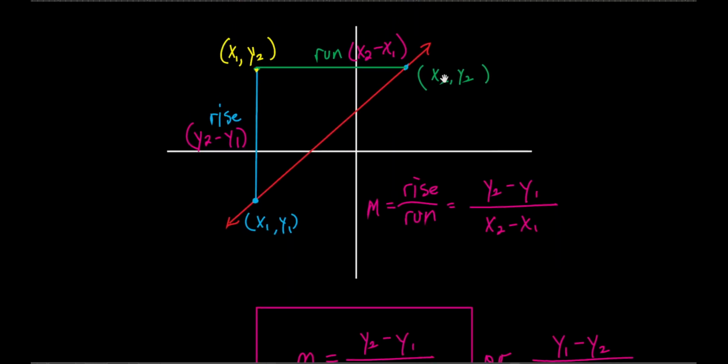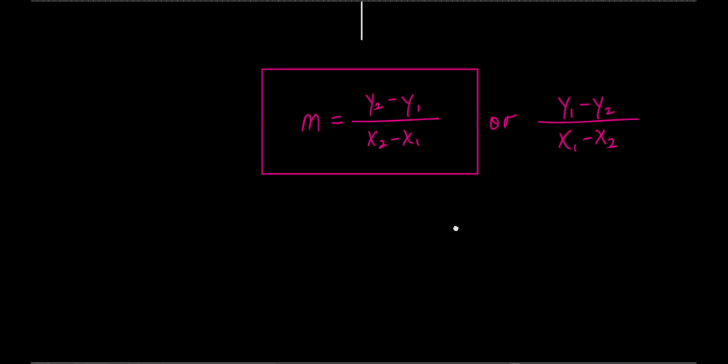So if I'm going to subtract this minus this, I have to do the same with the y's and the x's. You got it? So I could take this from this, or I could take this from this. But you have to do it in the same order. The x's and y's have to be, because that'll change your sign.